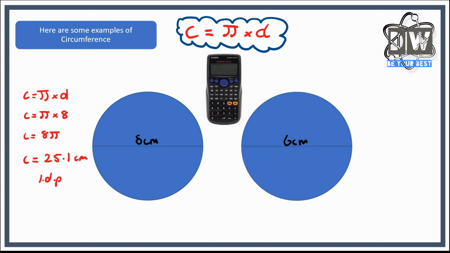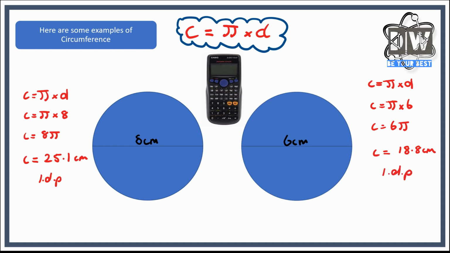Right, so here we go. First things first, let's write out the formula. Circumference equals pi times diameter. We know what the diameter is. It's 6, so let's write that down. Circumference equals pi times 6. So that gives us 6 pi. And then we use our calculator to work out the answer, which is circumference equals 18.8 centimeters. And again, that's to 1 decimal place.